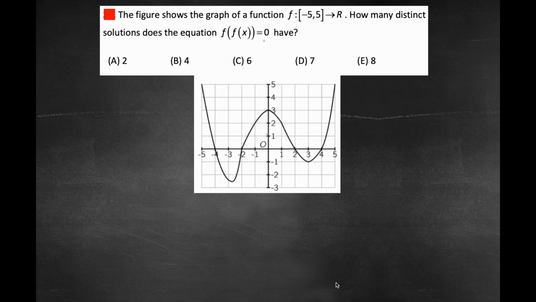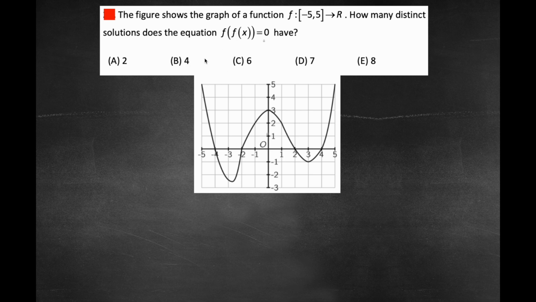Before I dive into the solution, I suggest you pause the video and try to solve it yourself. Okay, as you can see in the figure, we are given the graph of a function. The domain is from -5 all the way to 5, and we are asked how many distinct solutions the equation f of f of x equals 0 has. So in other words, we have to figure out the number of distinct solutions of this composite function.